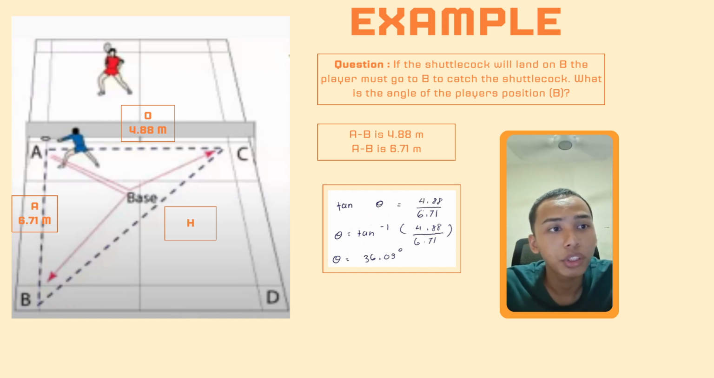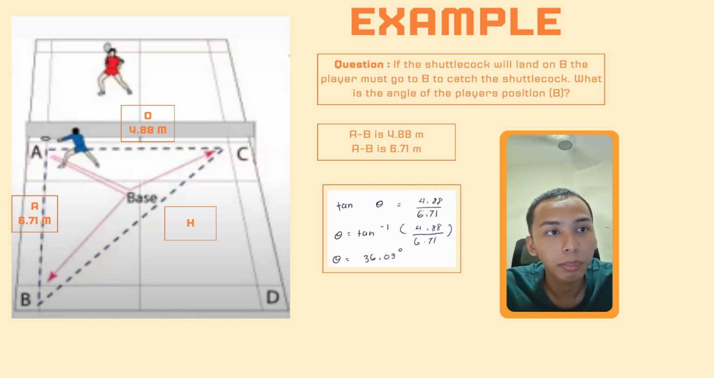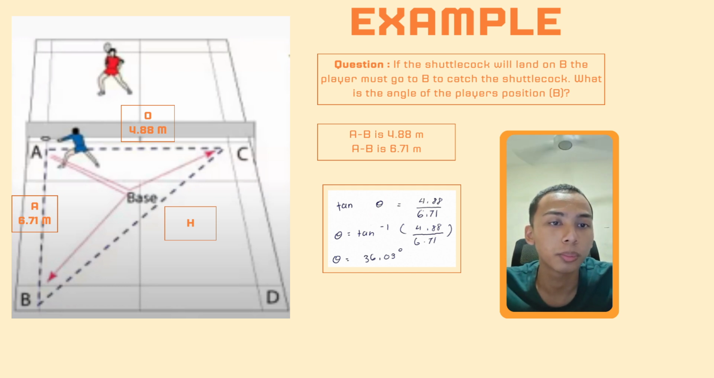The question is, if the shuttlecock will land on point B, the player must go to point B to catch the shuttlecock before it lands. So what is the angle of the player's position, which is B? We already have the measured diagram. We have opposite, which is 4.88 meters wide, and adjacent is 6.71 meters long. We need to find the angle.